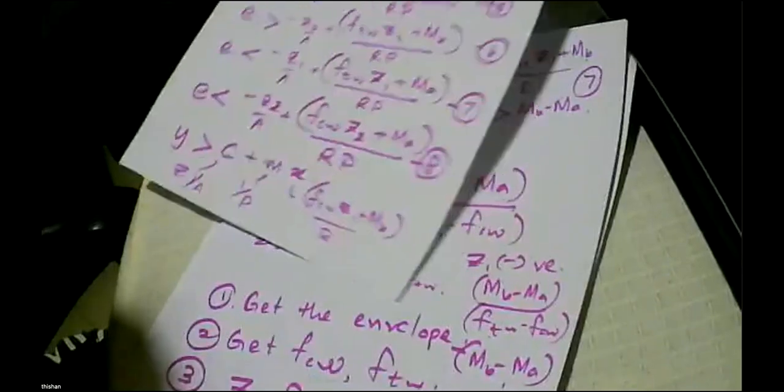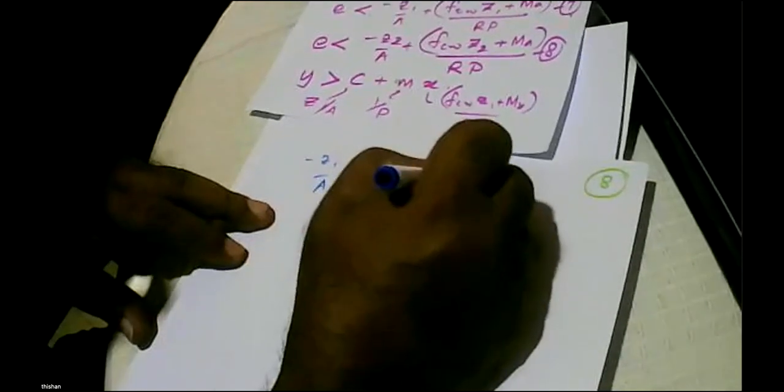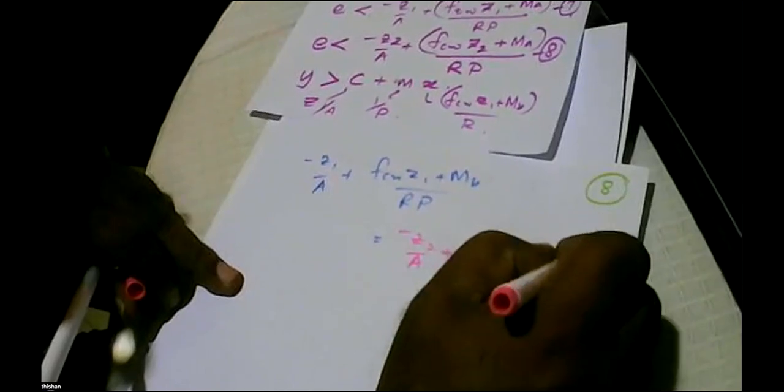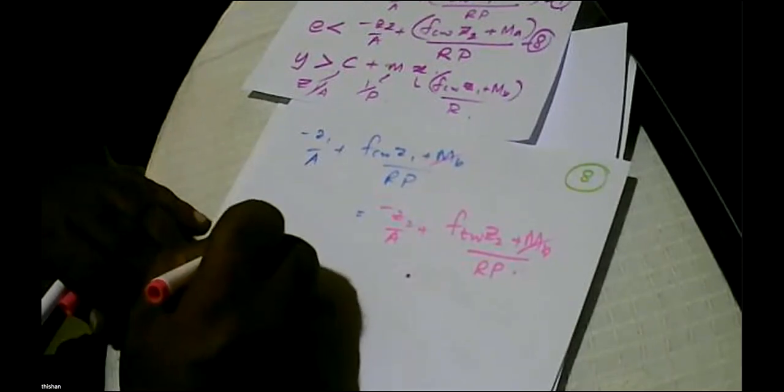So let's see what are 5 and 6. 5 and 6 is with MB. And intersection means the intensity is the same. So you can say minus Z1 over A plus FCW Z1 plus MB over RP is equal to equation number 6. That's what happens at the intersection point. So that is minus Z2 over A plus FTW Z2 plus MB over RP. So you find this MB over RP appears on both sides, so it will cancel out. And we have this RP. So you get FCW Z1.